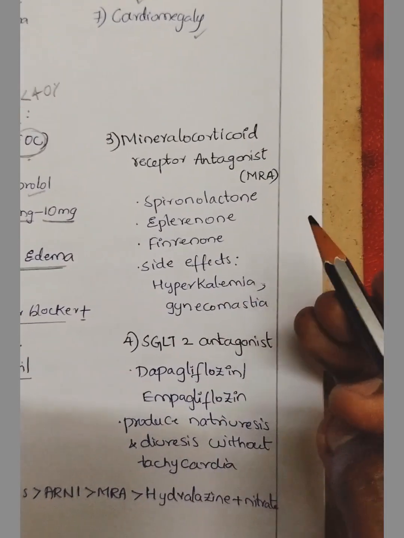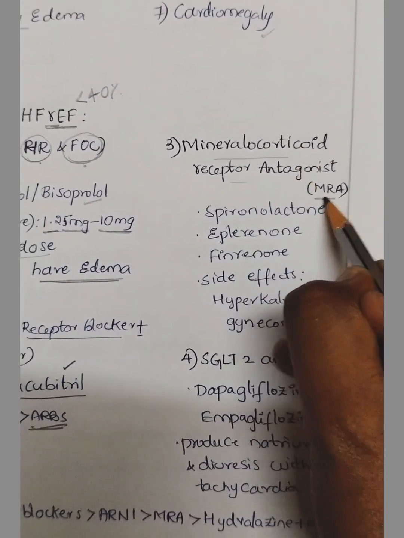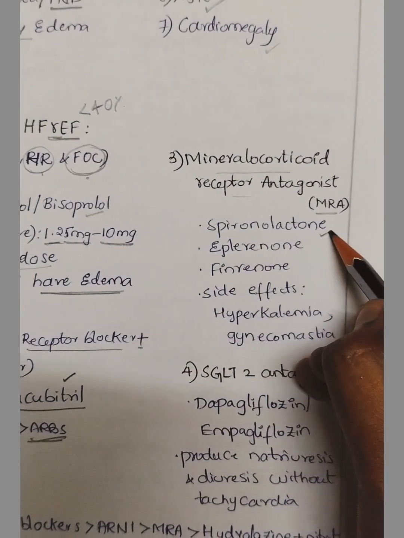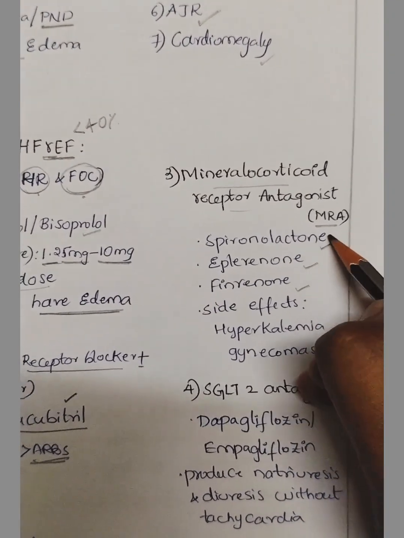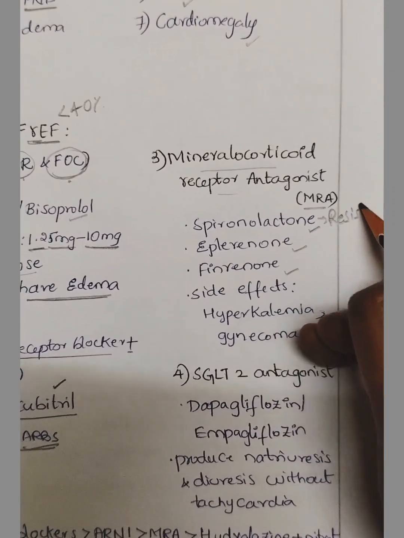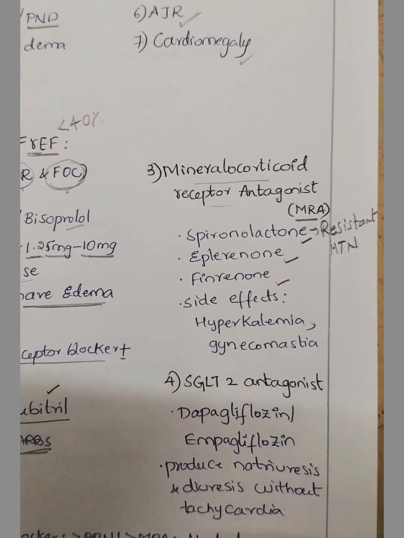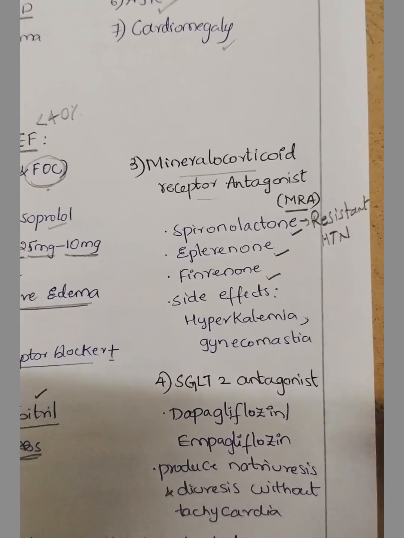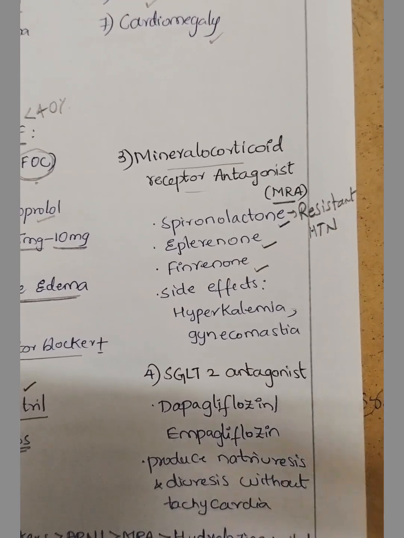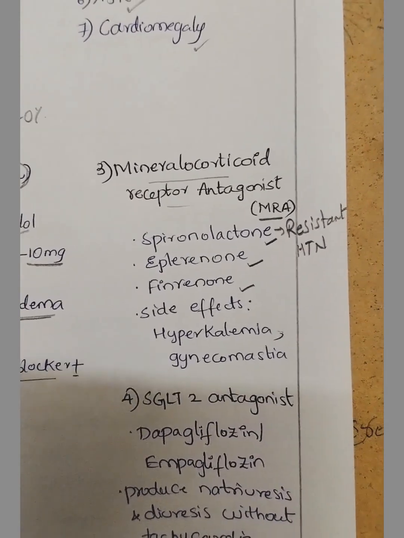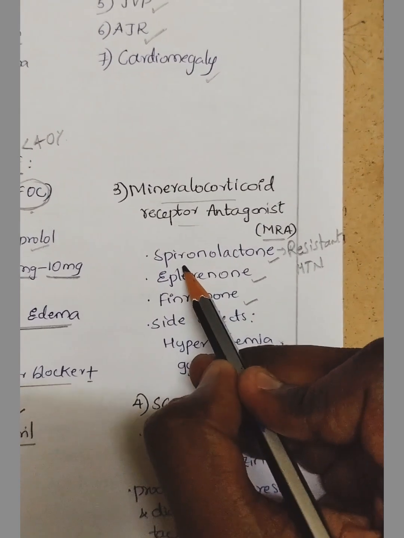Coming to the third class of drugs, which are mineralocorticoid receptor antagonists. What are these? There are spironolactone, eplerenone, and finerenone. Spironolactone is also used for the treatment of resistant hypertension. Whenever the patient has blood pressure above 140/90 even after being on 2 drugs, including one diuretic, and the blood pressure is not controlled, that is called resistant hypertension. For this resistant hypertension, we'll use a drug called spironolactone.